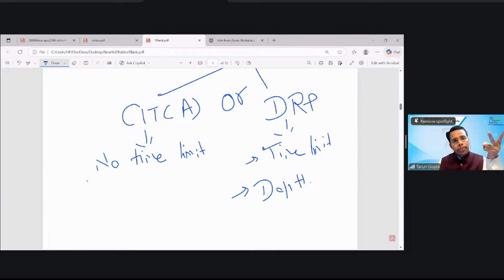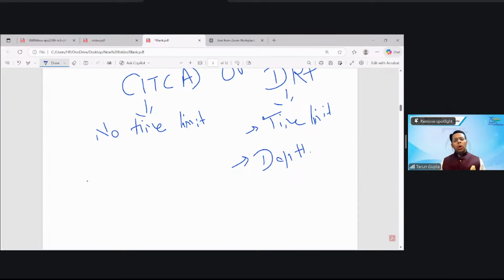And secondly, the department cannot file an appeal against the DRP directions. Tell me one thing, if the assessee is aggrieved by the DRP direction and wants to file an appeal against the direction, then whether he should file an appeal to the CIT appeal or to the ITAT. Of course, the first level of appeal is the CIT appeal.